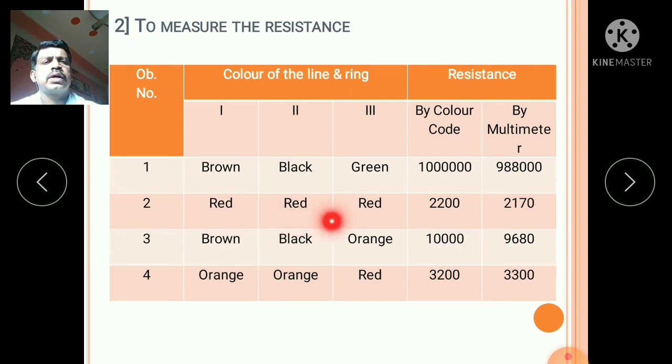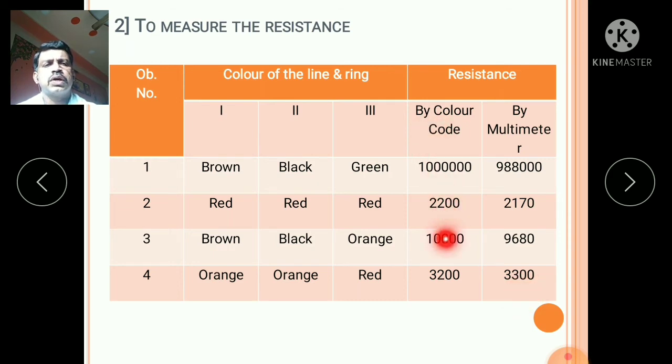Similarly, for red, red, this resistance by color code its value is approximately 2200, and by multimeter its value is 2170. Next is brown, black, orange. By color code its value is 10,000 and by multimeter its value is 9680. And orange, orange, red: its value is 3200 and by multimeter its value is 3300.